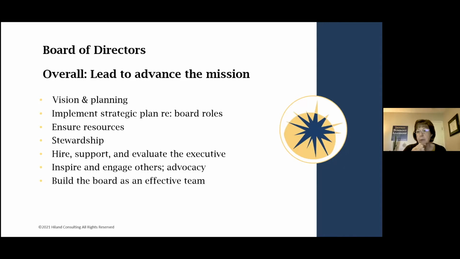Ensure resources. People ask me, does the board's job of governing mean they have to fundraise? Well, you may not like me saying this, but not necessarily. The board's job is to ensure there are resources to advance your mission. And not all nonprofits need to fundraise. So stewardship, this is where they build and nurture relationships as well as steward the assets of the organization, and all the relationships you have, including social capital, all of that are assets. Hire and support the executive, inspire and engage others, we've talked about, and build the board as an effective team. This is the job of governing. This is the job of being a board member.